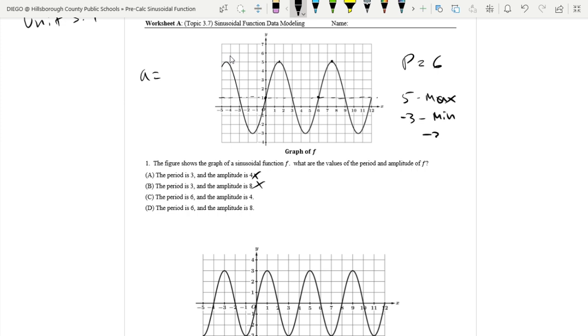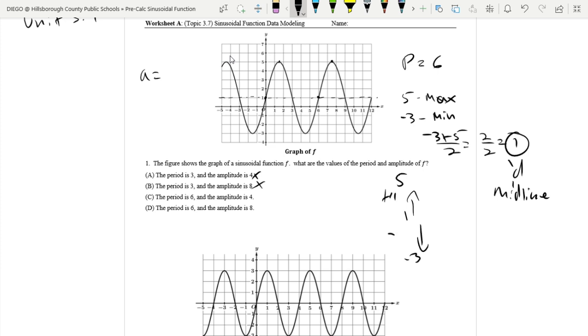Okay, you can literally just add these together. You're gonna get -3 plus 5, and then you can just divide them by 2. When you add -3 and 5, you get 2. Divided by 2, you get 1. So that's our D value, or our midline. And from 1 to 5, you add 4. And from 1 to -3, minus 4. So our amplitude is 4. So the answer is C.